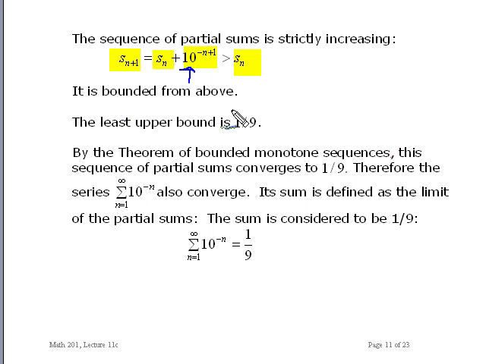It is bounded from above. That least upper bound is 1/9. So by the theorem of bounded monotone sequences, this sequence of partial sums converges to its least upper bound, which is 1/9. Therefore, the series itself also converges to 1/9. And that's what's written here. Of course, remember 1/9 is 0.11111 forever.